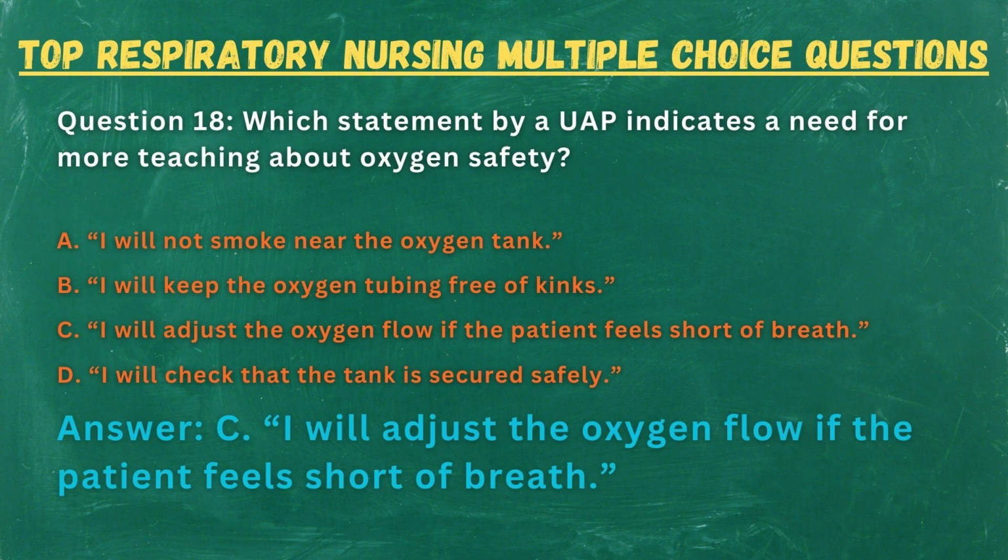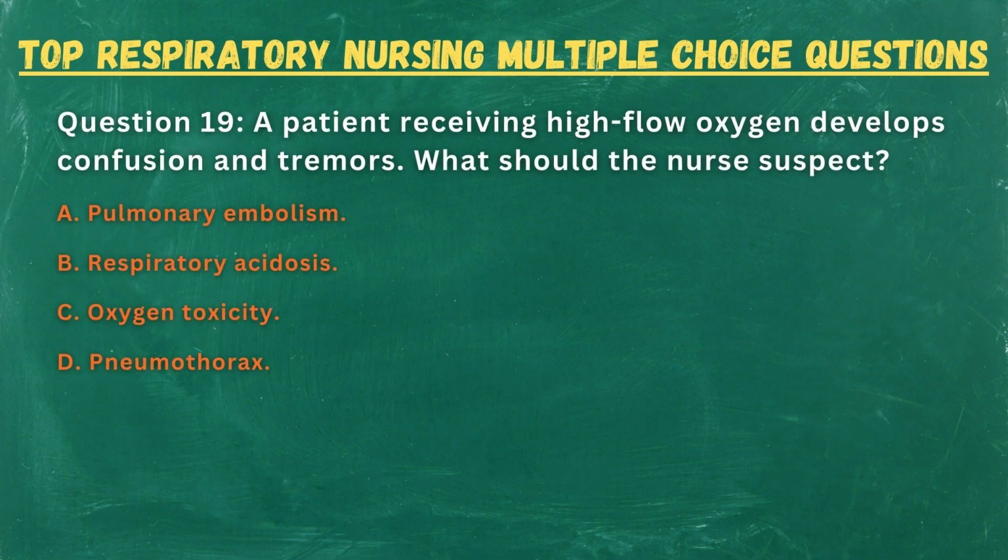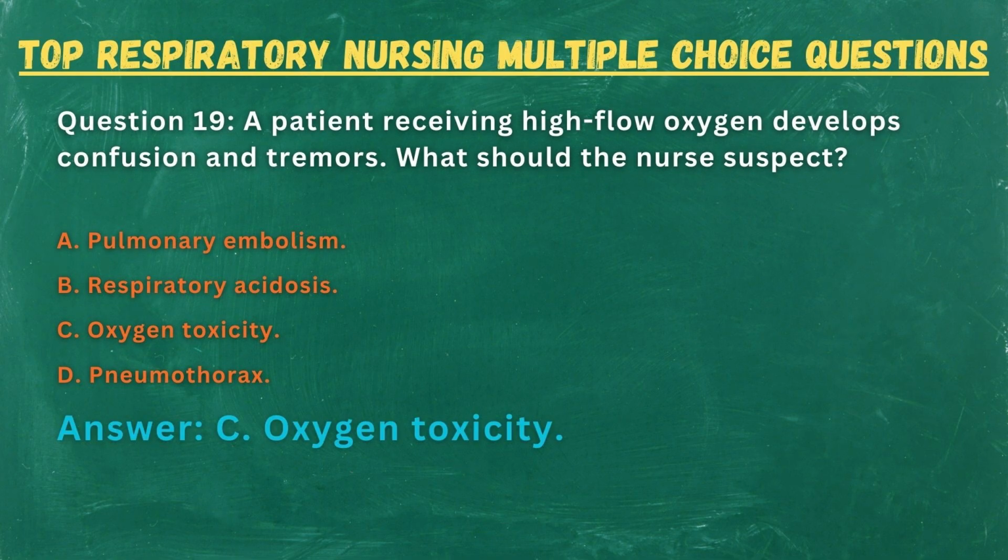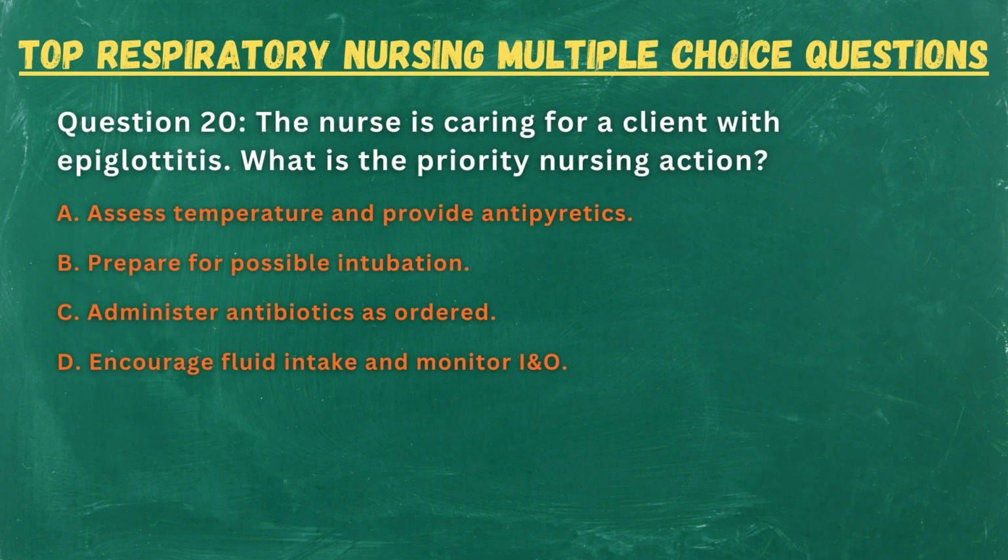Answer. C. I will adjust the oxygen flow if the patient feels short of breath. Question 19. A patient receiving high-flow oxygen develops confusion and tremors. What should the nurse suspect? A. Pulmonary embolism. B. Respiratory acidosis. C. Oxygen toxicity. D. Pneumothorax.